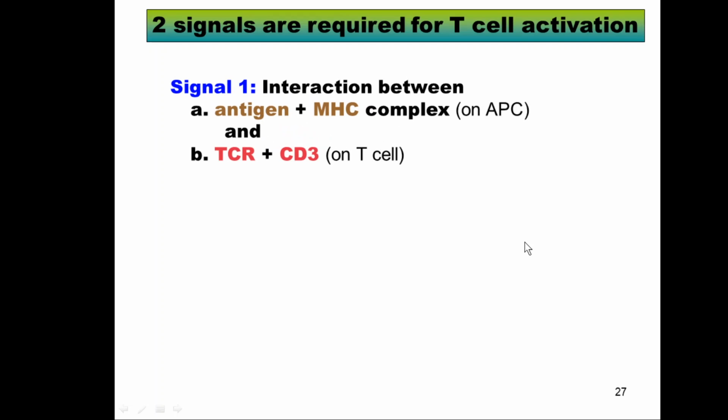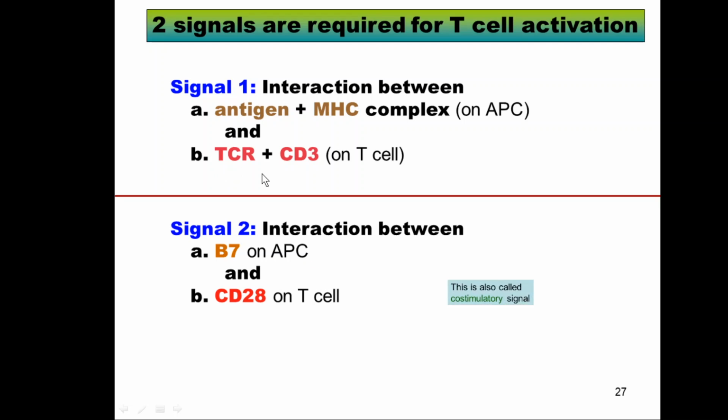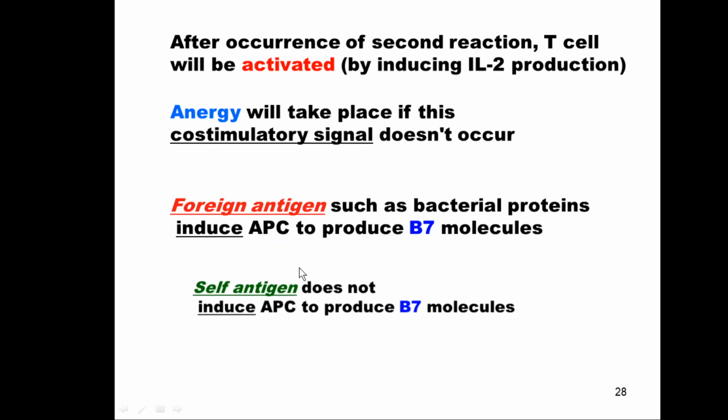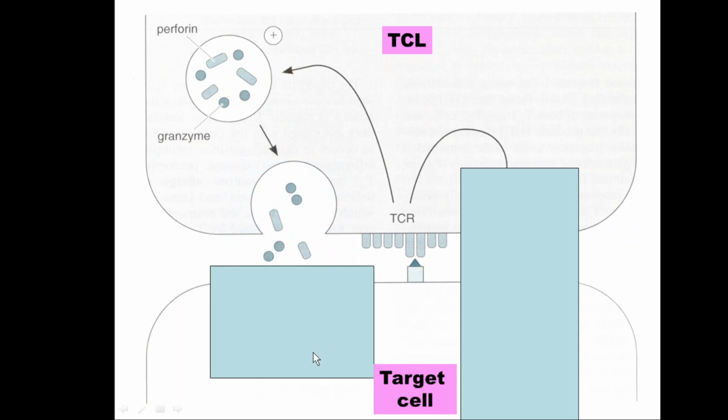So I have already discussed CD4 positive, that means helper T cell activation. Now in helper T cell activation there is signal 1, that means interaction between antigen and MHC complex, and TCR and CD3. The second signal is interaction between B7 on the antigen presenting cell and CD28 on the T cell, and I have already told you about that.